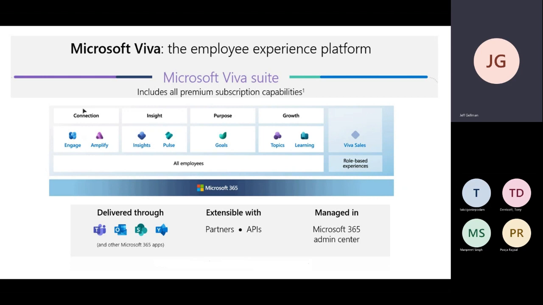From an insight perspective, Viva Insights and Viva Pulse. Viva Pulse will be coming shortly. Most recently introduced as far as the big modules, Viva Goals, and the one we'll be talking about today, Viva Topics. That goes alongside Viva Learning in the growth category. There are more specific types of Viva modules for specific roles, and you can see the role-based experience there for Viva Sales. All of these are served up through the Microsoft 365 platform, the various tools being Teams, Outlook, SharePoint, Yammer, etc. I just wanted to give an overall picture of Viva before we jump into Topics.